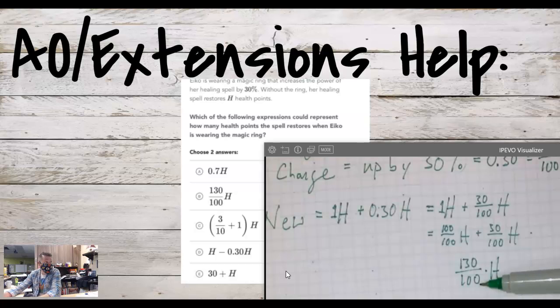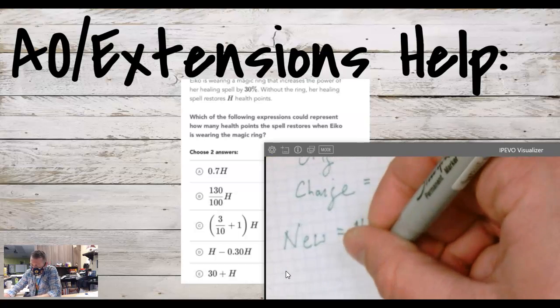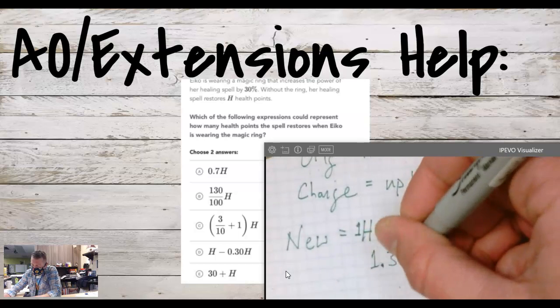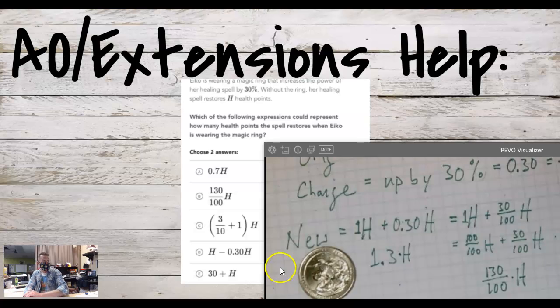So then when we look at our other options, we don't have a 1.3H, right? If we think in decimals, we'd be thinking 1.3H. So that would be an option, but if we look at our multiple choice options, we don't have that as an option.